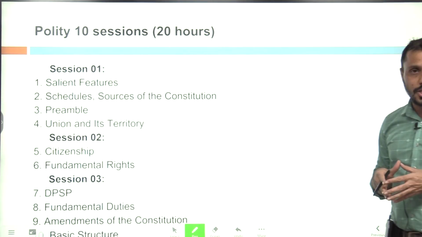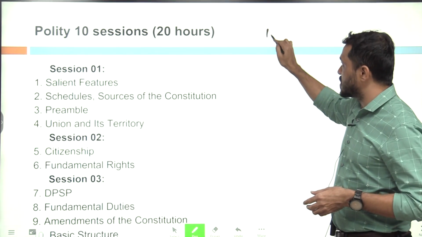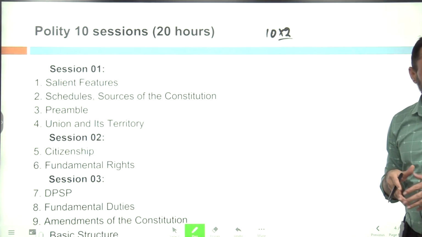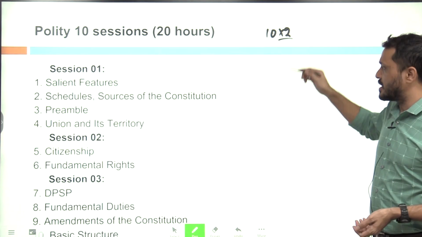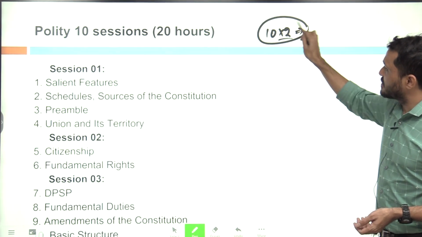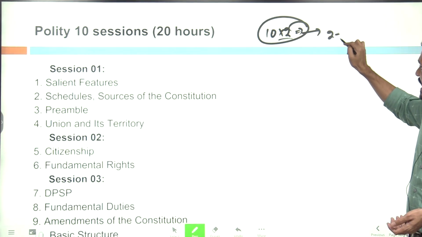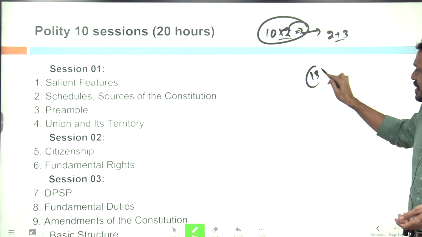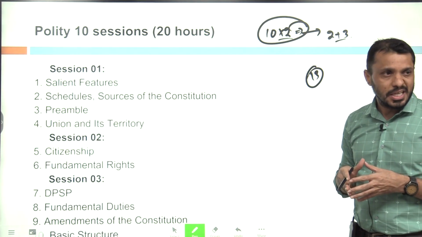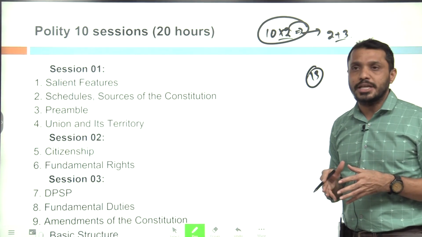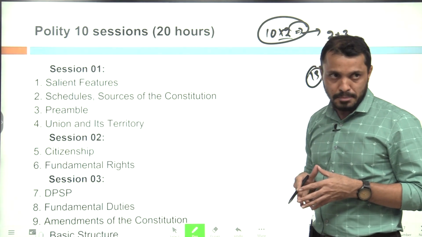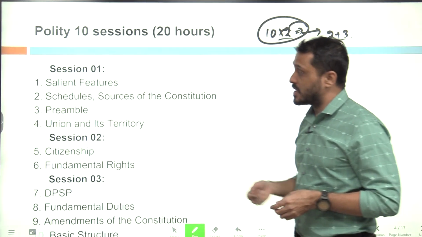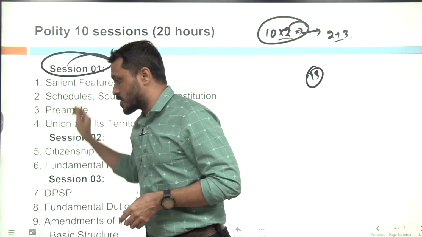This entire Indian polity will be in 10 sessions. Each session will be 2 hours. This is according to the program structure. At the end of the program, I will eventually take 2 or 3 additional sessions also. That means in this program overall, we can end up with 12 to 13 sessions, each of 2 hours, around 20 to 26 hours we are going to spend on Indian polity. The first session we are going to discuss is session number 1.